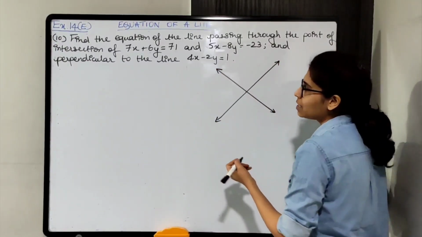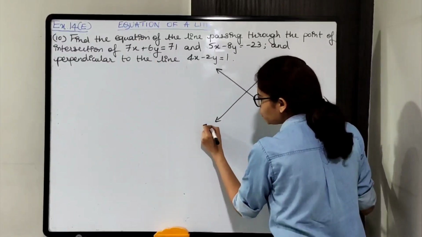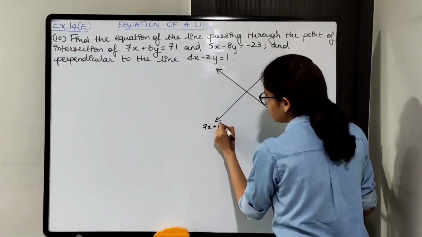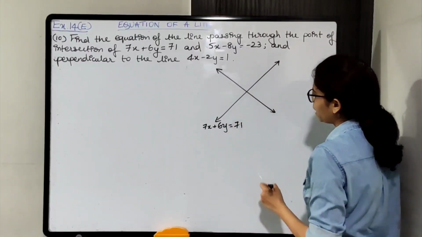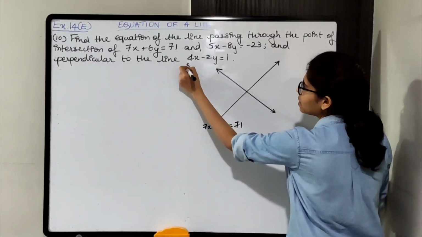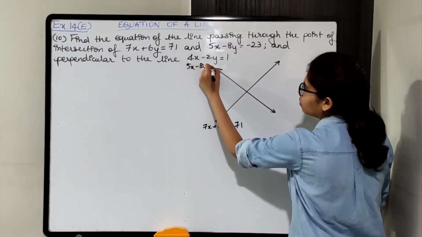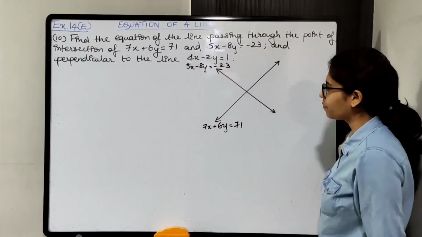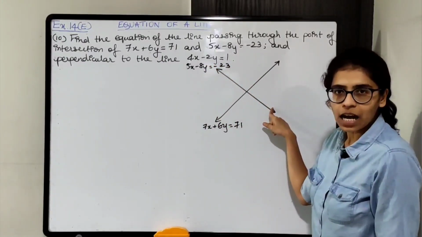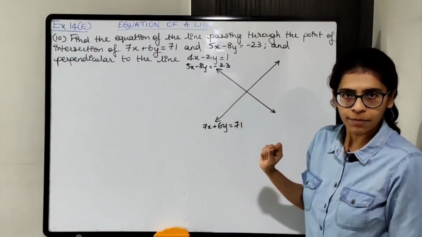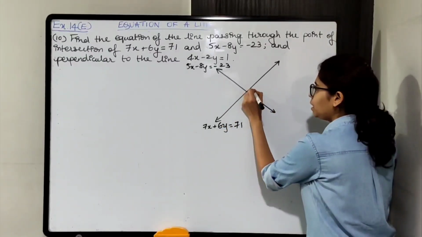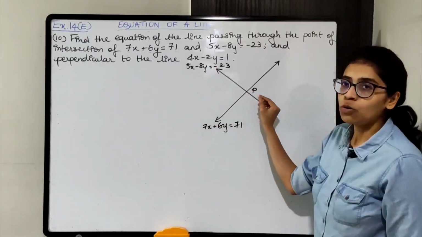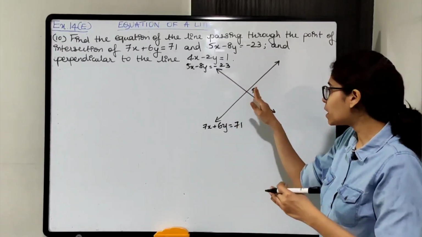There are two lines. Let the equation of this line be 7x plus 6y equals 71 and for this line 5x minus 8y equals minus 23. These two lines are intersecting at some point. Let this point be P. Now there is one more line which is passing through this point.